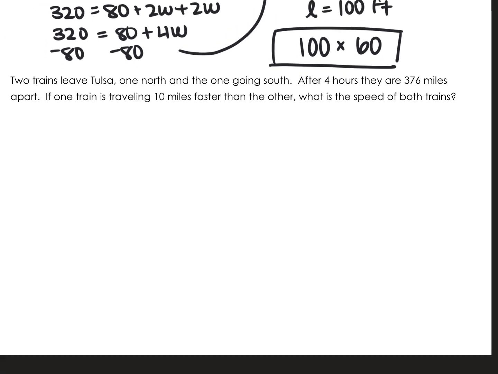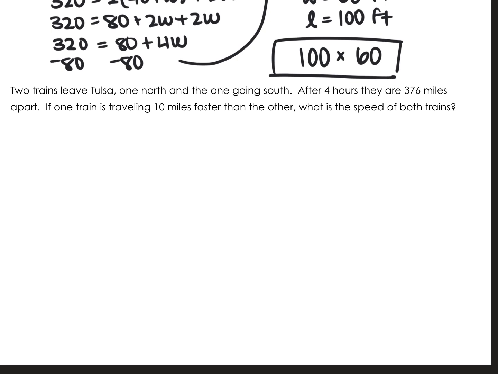So next we have our distance and time. So 2 trains leave Tulsa, one going north and one going south. After 4 hours, they are 376 miles apart. If one train is traveling 10 miles faster than the other, what is the speed of both trains? So first thing I have to do is label my trains. So I'm going to let N be the northbound train. And S will be my southbound train.